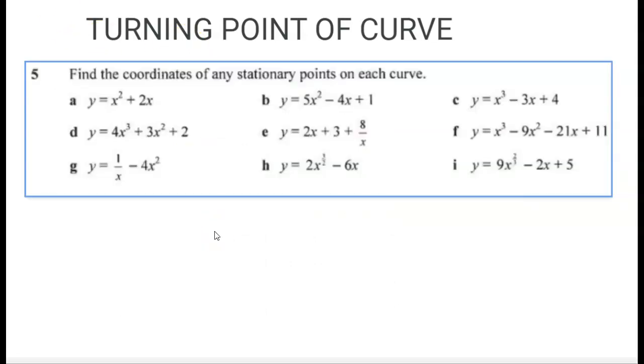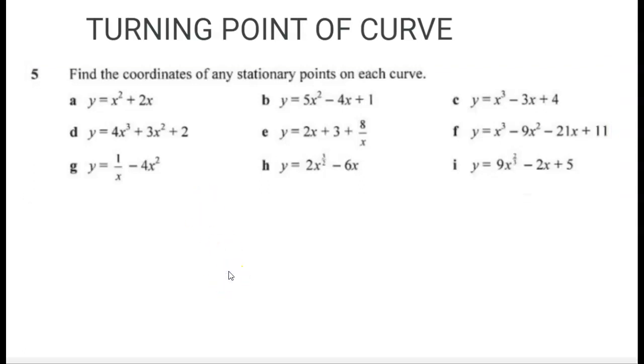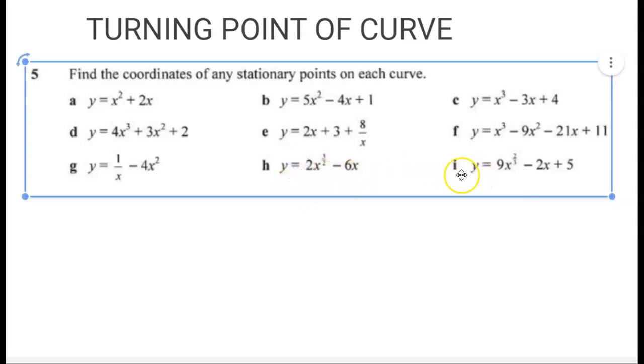Okay, once you have done that, you can try question number 5 as shown here, and you can just try all the questions A, B, C, D, E, G, and H. If you want to check whether your answers are correct or incorrect, use Desmos. It is a very good website. Use that website to find out if your answers for maximum or minima are correct or not.